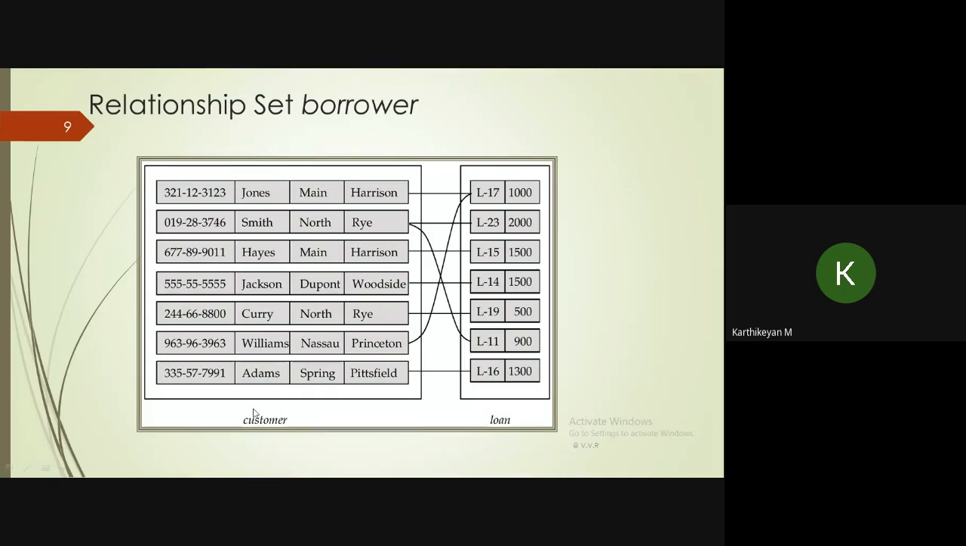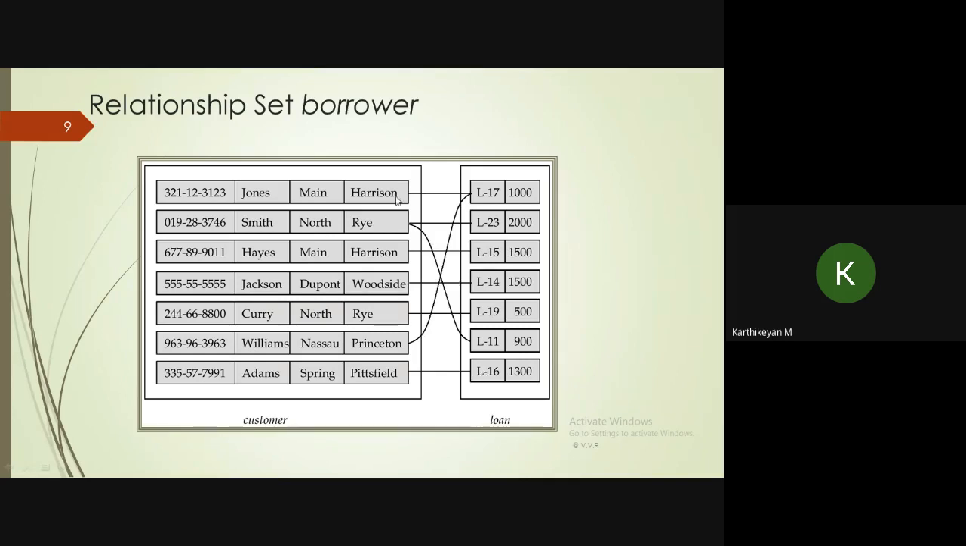Why is it called two entity sets? An entity set means it has its own set of attributes. So customer is one entity set, and loan is another entity set. The customer entity set has its own attributes: account number, name, branch. The loan has loan number and balance. So these are the attributes for the loan entity set. If you want to make a relationship between customer and loan, it is always borrower. So borrower is the relationship set.